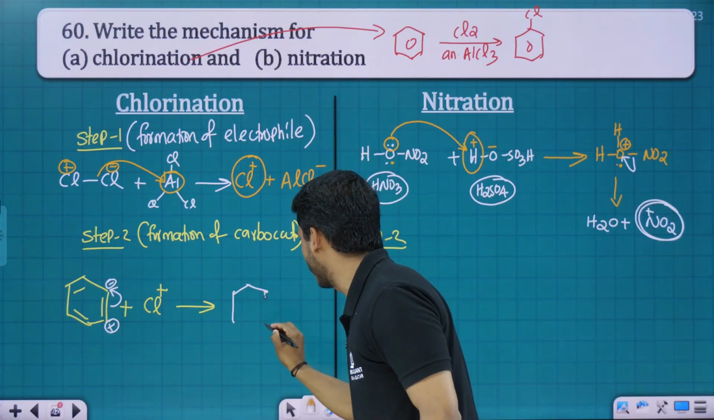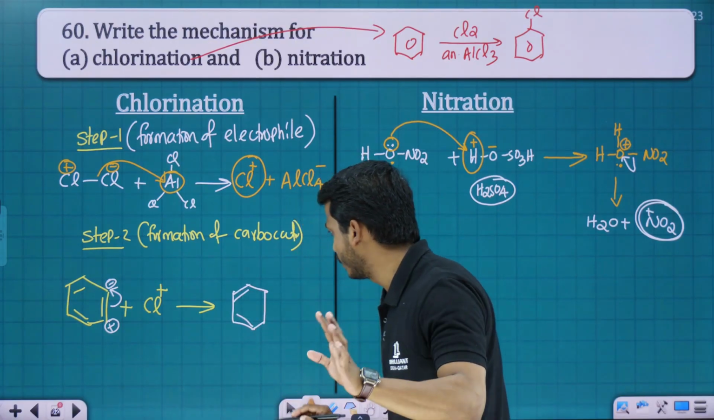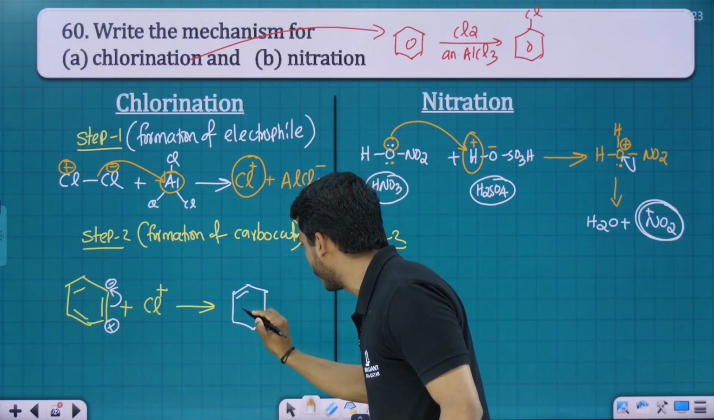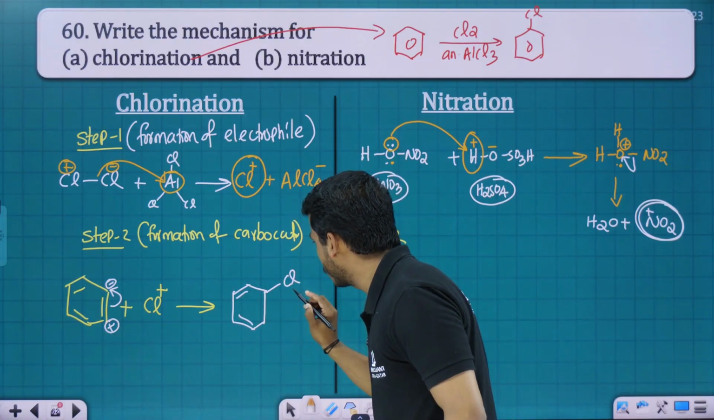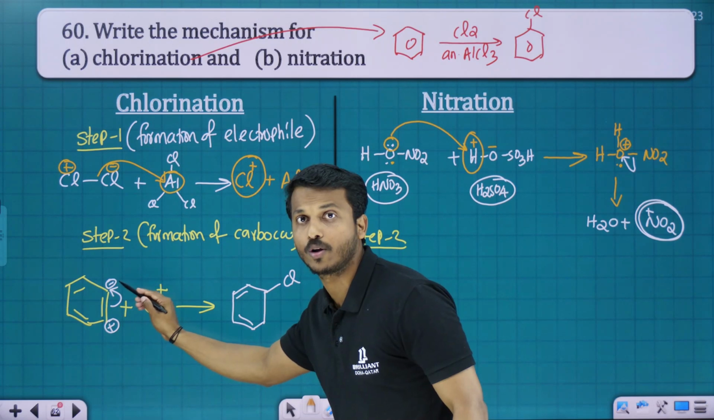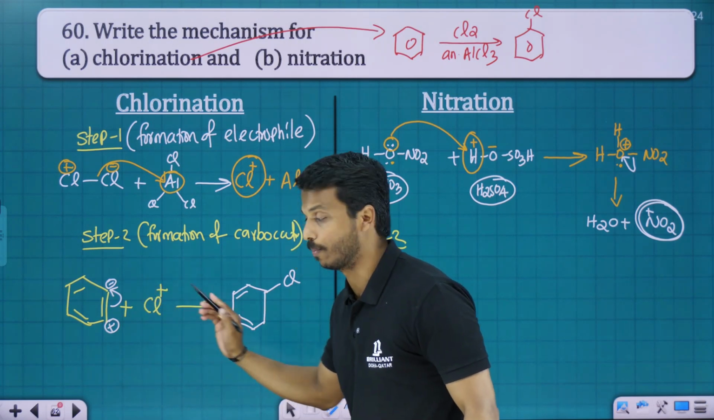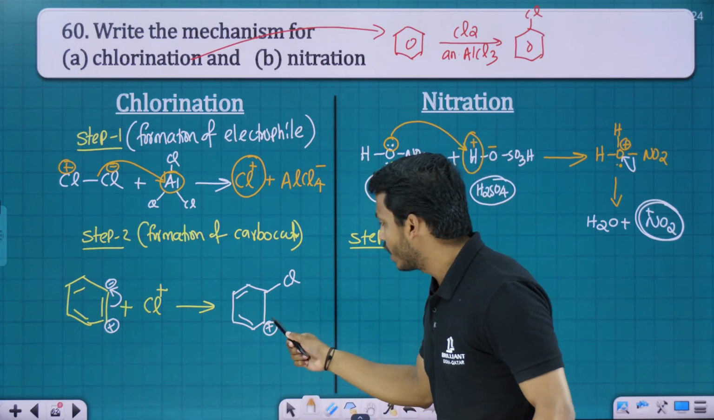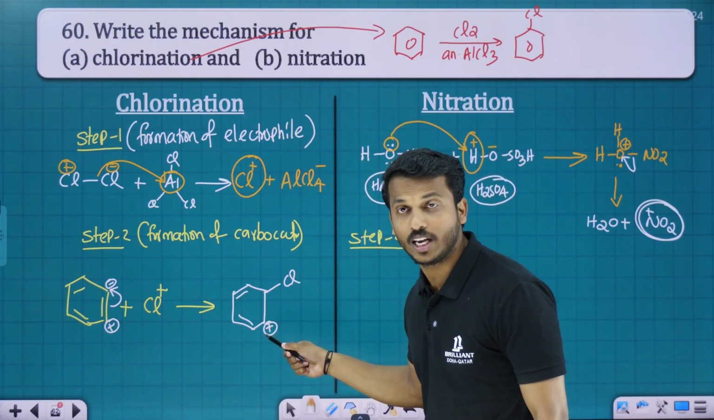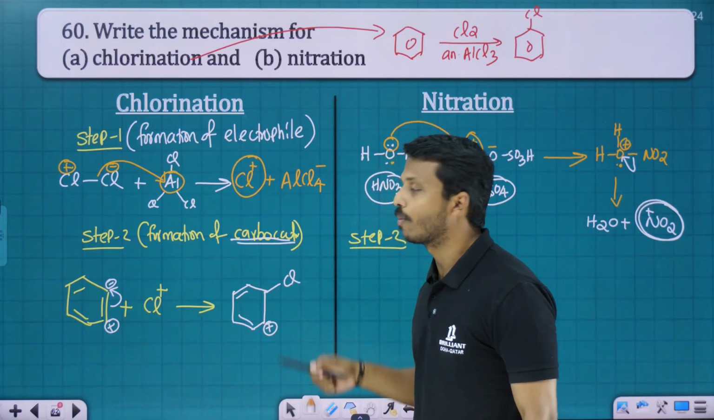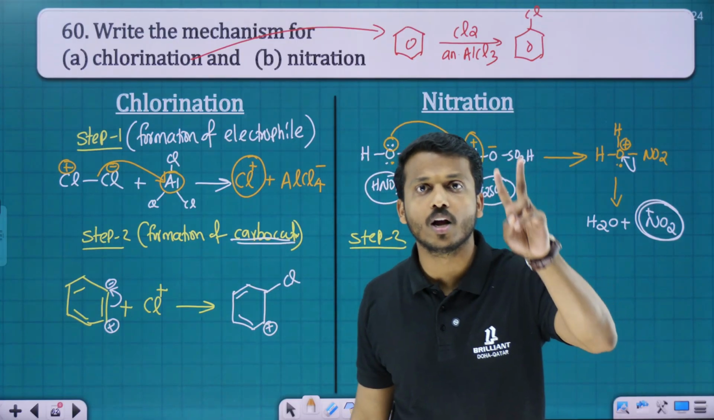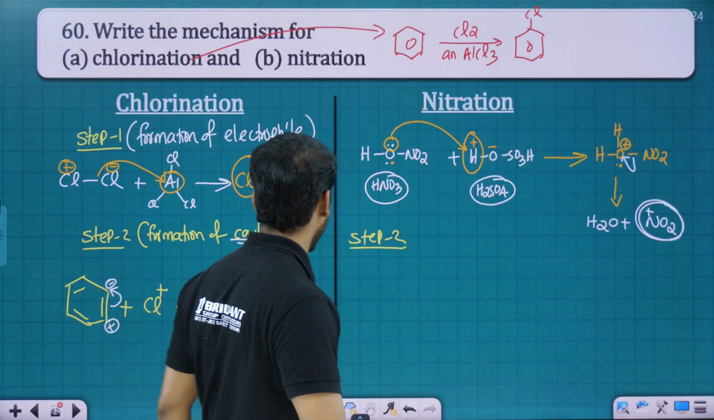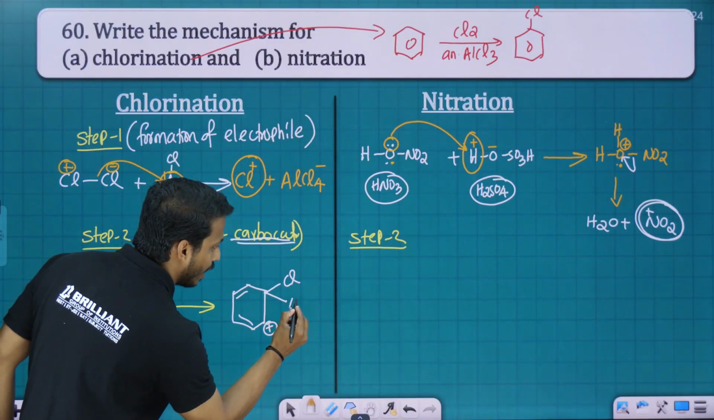So let me write the product here. These two double bonds, nothing happened. This chlorine reached here. Why does chlorine go to this carbon? Because it's negative, and Cl is positive. And this is already positive. Can you see there is a carbon with a positive charge here? That's what you call a carbocation. So what is the second step here? Formation of carbocation. And let me write one hydrogen here.